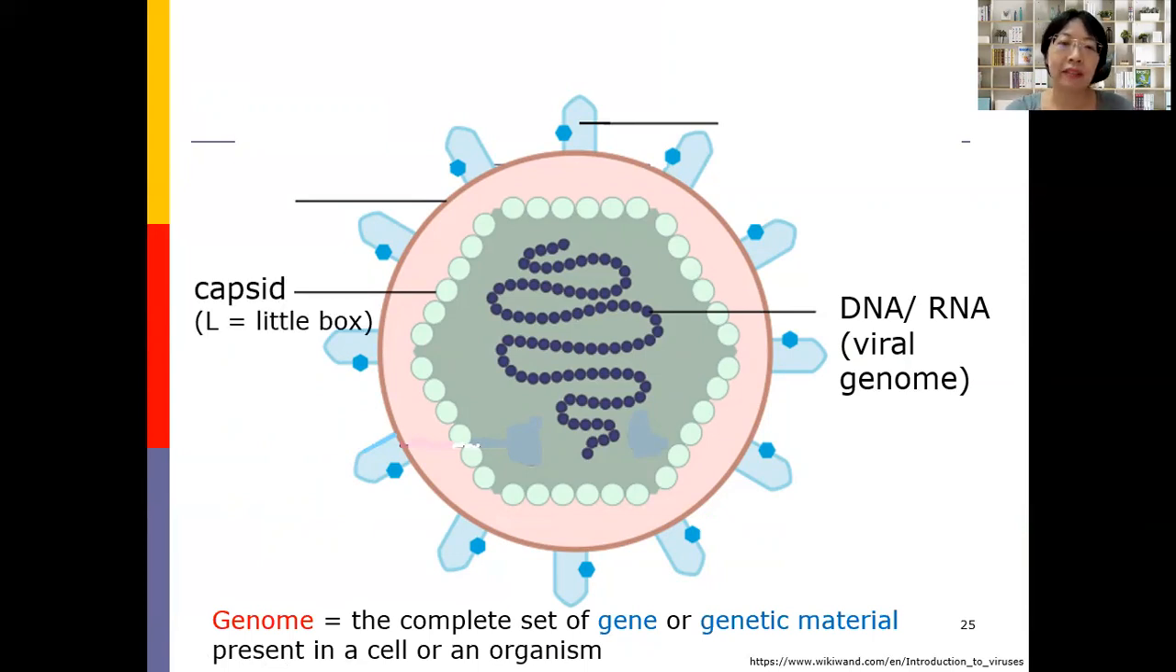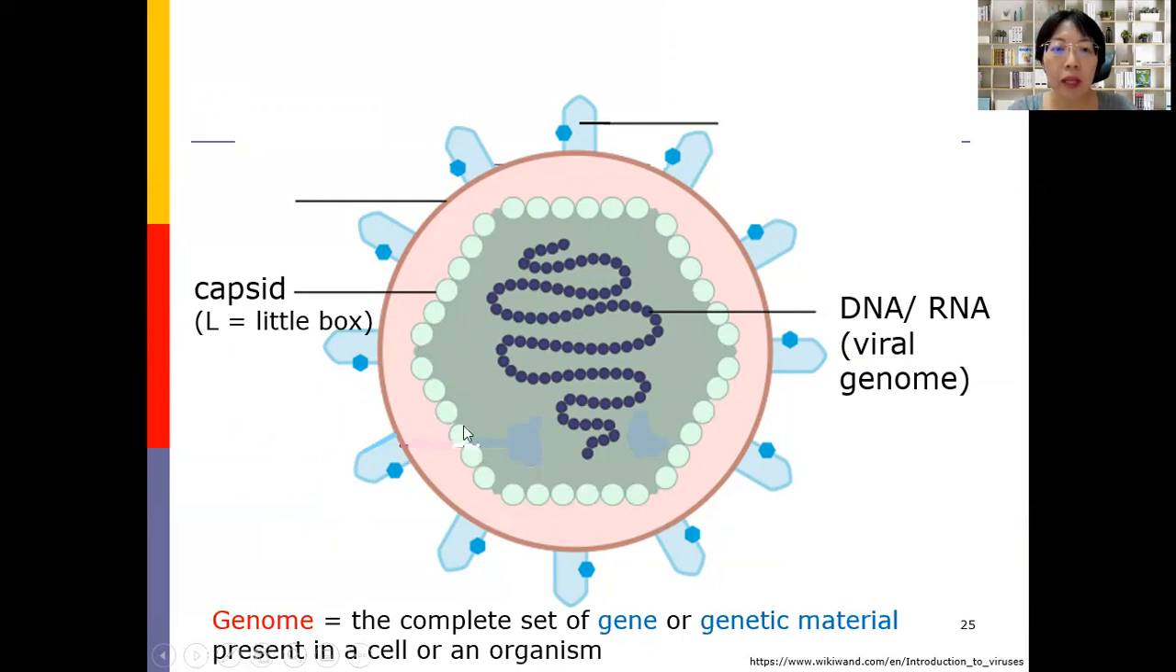And there'll be a capsid. Now, capsid comes from the Latin word. It stands for little box. So you can see here, this box is hexagonal in shape. So it's called a little box that surrounds the DNA or RNA.